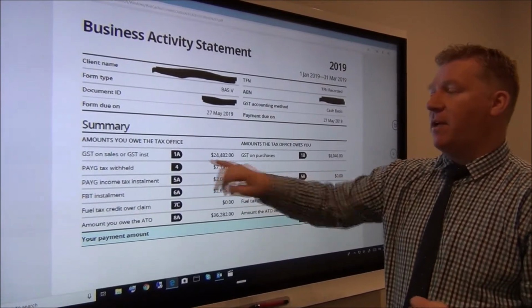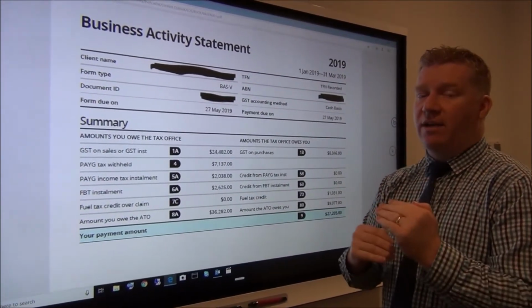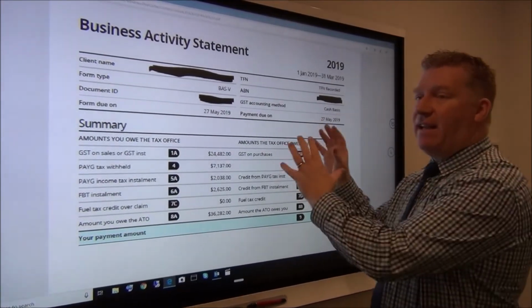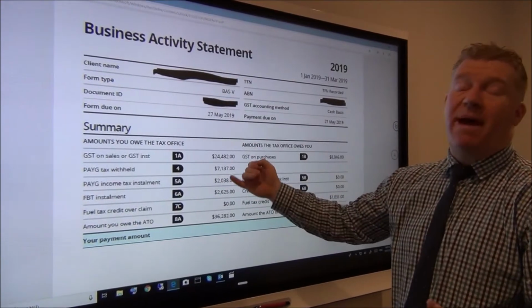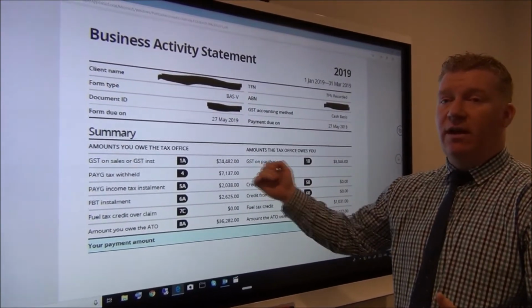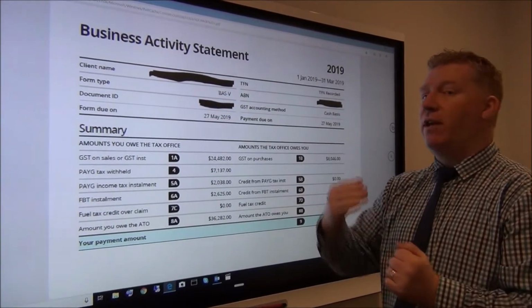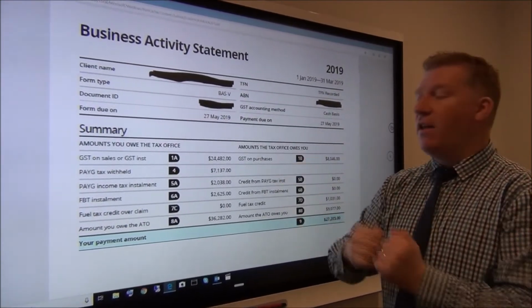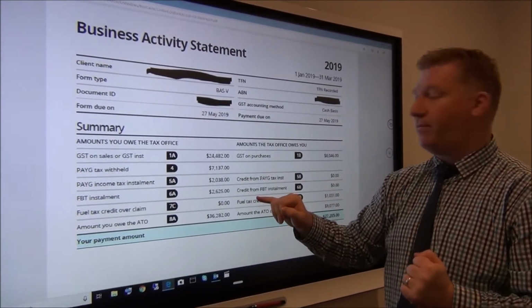5A is the PAYG installment amount. This is an installment of tax towards the entity's year-end tax liability. So in this example here, they're paying $2,000 in an installment. That means it comes to the end of the year, if the tax liability, for example, is $15,000, they've already paid $2,000 towards that liability.